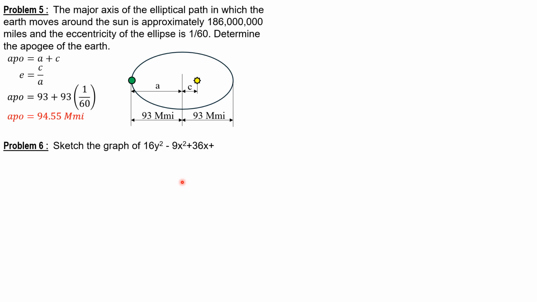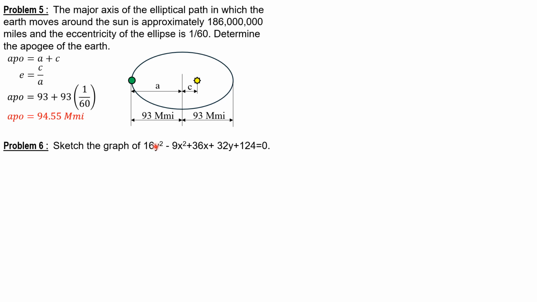Problem 6. Sketch the graph of 16y squared minus 9x squared plus 36x plus 32y plus 124 equals 0. So this is a hyperbola because the coefficients of the second degree terms are opposite in signs. But we do not know yet if the major axis is parallel to the y or parallel to the x until we transform this into the standard form of the equation of a hyperbola. So let's complete the square in y.